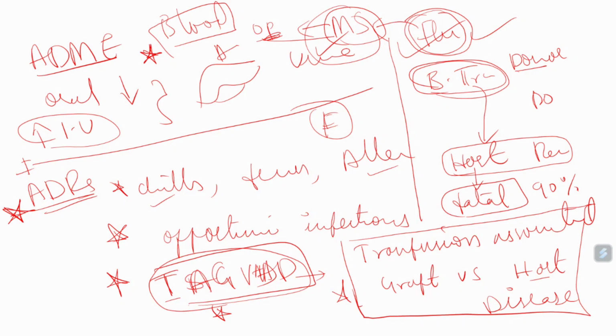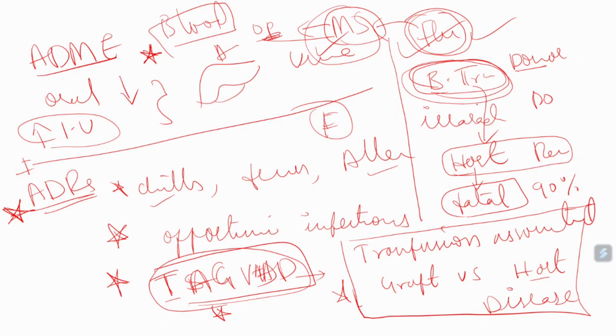Who will tell me the answer? What will you do to overcome this transfusion associated graft versus host disease? What we have to do? See, we have one treatment strategy. The blood which is collected from the donor should undergo irradiation. There is one strategy called irradiation.